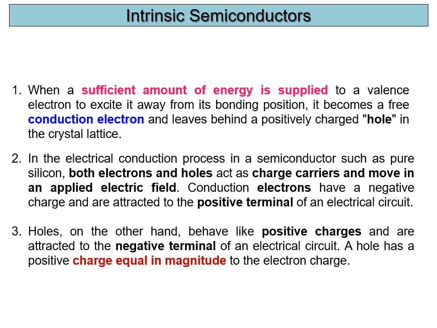Conduction electrons have a negative charge and are attracted to the positive terminal of an electrical circuit. Holes, on the other hand, behave like positive charge and are attracted to the negative terminal of an electrical circuit. A hole has a positive charge equal in magnitude to the electron charge. So the electron will be attracted to the positive terminal while the hole will be attracted to the negative terminal.